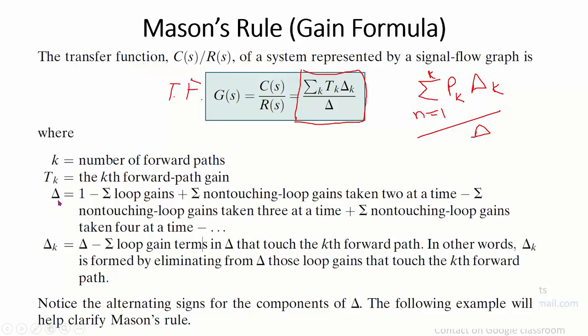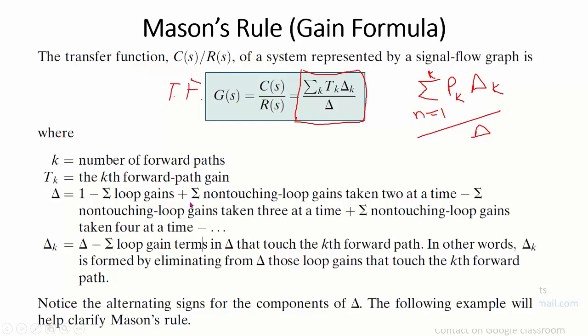Delta is an expression which is written as 1 minus summation of all loop gains. So for obtaining delta, you will have to identify, first of all, the loops that are present in the SFG. Then after identifying all the loops, you will be writing the gains of each of these loops and summing them up. So this summation of loop gains means that you are going to sum all the individual loop gains here.